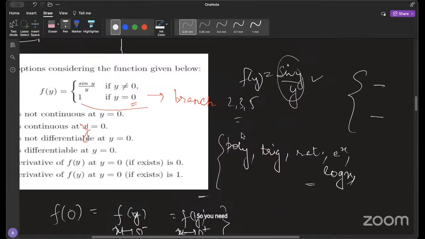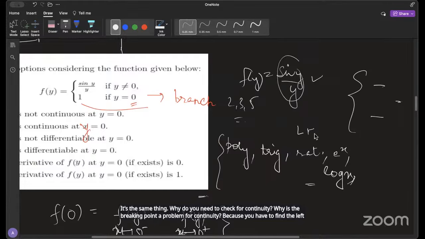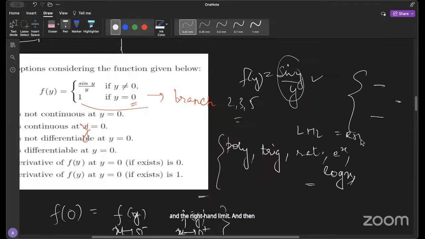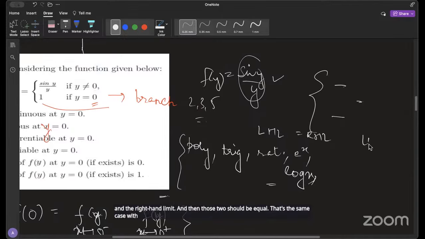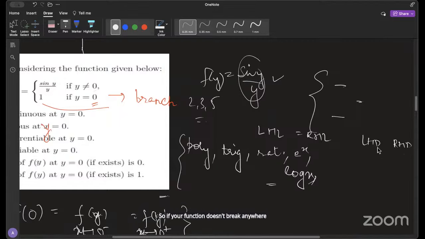But we have already found out that it is continuous, ma'am. After finding it's continuous, it's going to be a smooth curve. Why do you need to check for continuity? Why is the breaking point a problem for continuity? Because you have to find the left hand limit and the right hand limit, and those two should be equal. That's the same case with derivatives. You have to find the left hand derivative and the right hand derivative. If your function doesn't break anywhere and it was actually a differentiable function, then it's going to be differentiable because it doesn't break anywhere. What's the point of finding the left hand derivative and right hand derivative if it doesn't break anywhere, right?